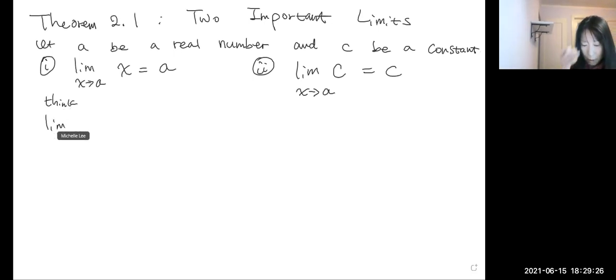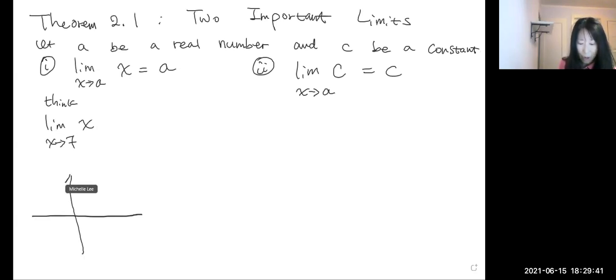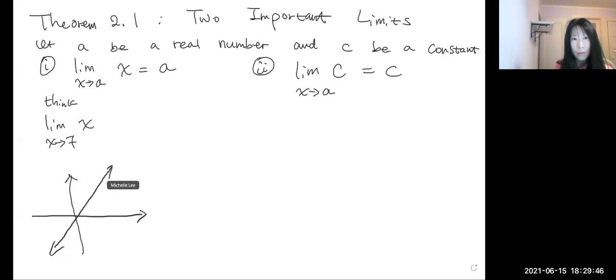okay, pick a number. 7. Oh, my favorite one. Look, we know the graph of x, right? Like that, right? Okay. When x approaches 7, from the left, from the right, what is the function value, otherwise the y value?